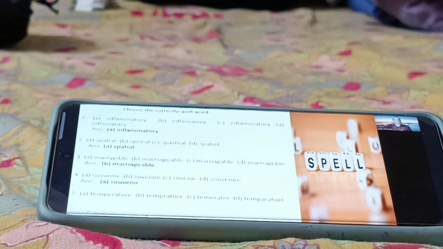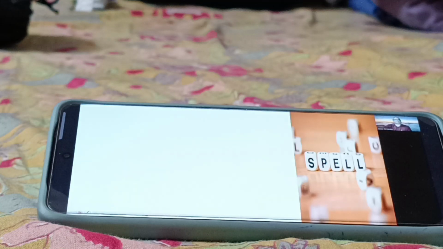Look at the fifth one. Temperature, temperature, or temperature. Yeah, this is easy. Option A, the first one. Okay. So if you got all five correct, great. And the sixth one. Incident, incident. Yeah. So option A as well as option D. The spellings are the same. Yeah, that's the correct option.